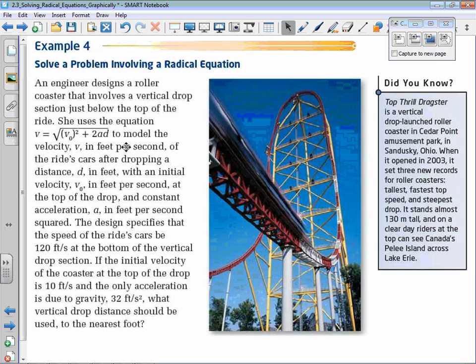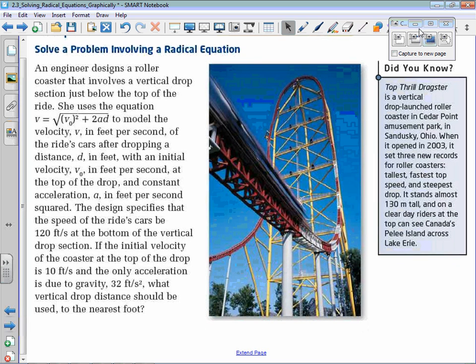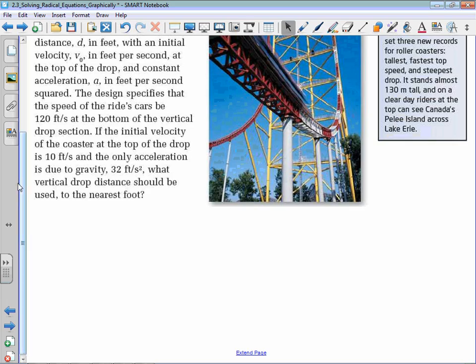So they said that v is the final velocity, or velocity after it's dropped a distance of d in feet, with an initial velocity. We call that v naught, for the subscript 0. And then finally, the constant acceleration a in feet per second squared. So we are working in imperial, but the good news is that physics works in imperial. It's just some of the numbers end up being a little different because we're using different units.